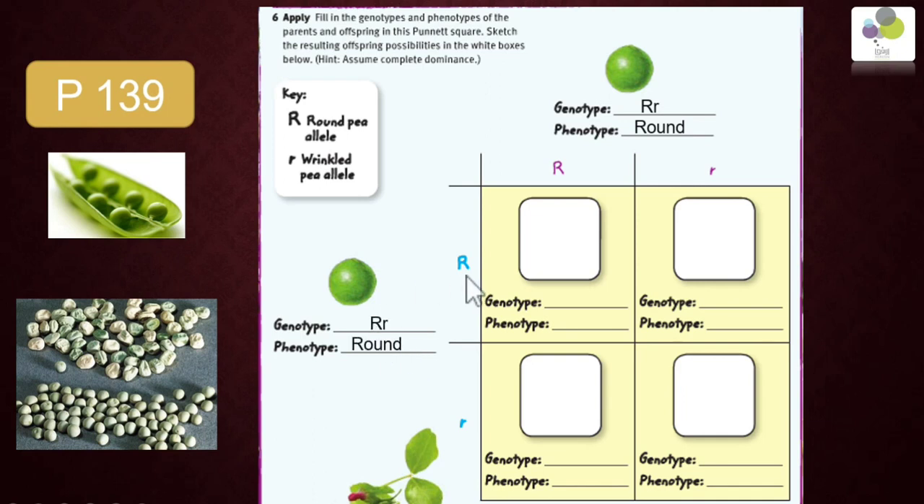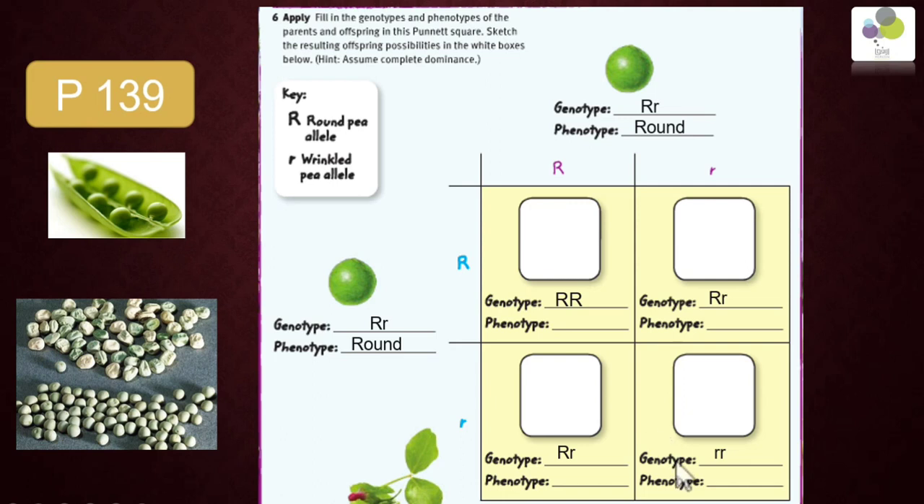Okay, let's see, guys, the possible offspring. Here, in the first square, we have capital R, small r. The second one, we have small r, capital R, but we write capital first, guys, so capital R, small r. In the third one, we have capital R and small r, and the last one we have small r, small r. What about the phenotype, guys?